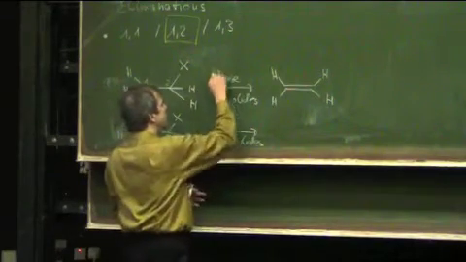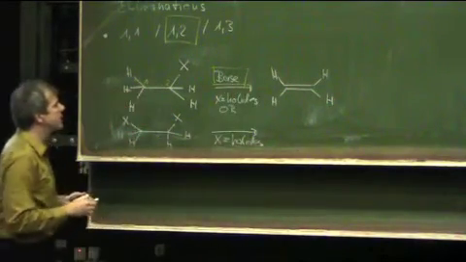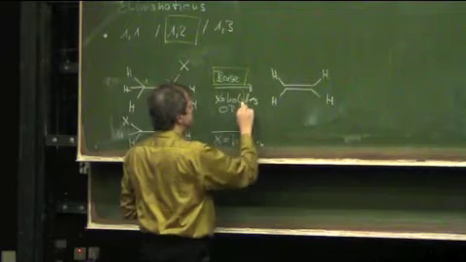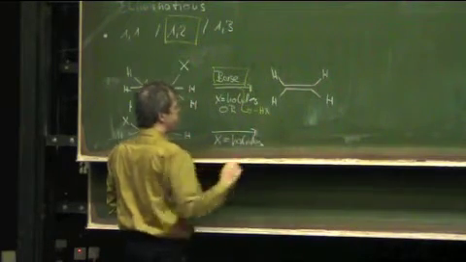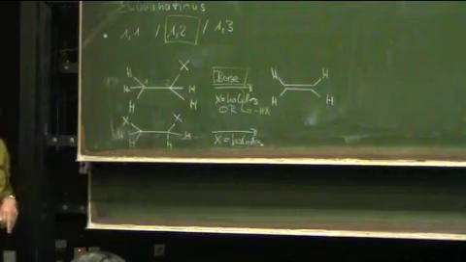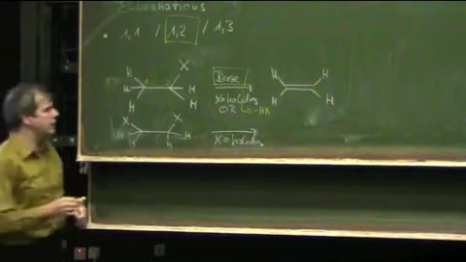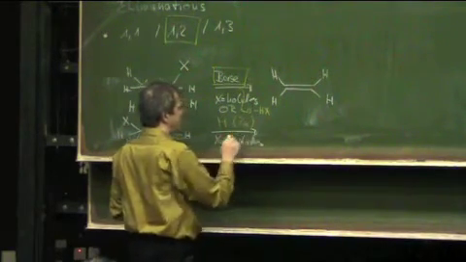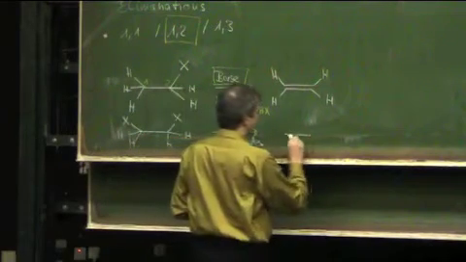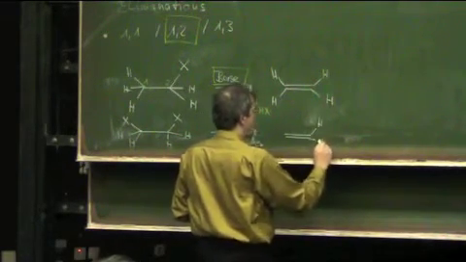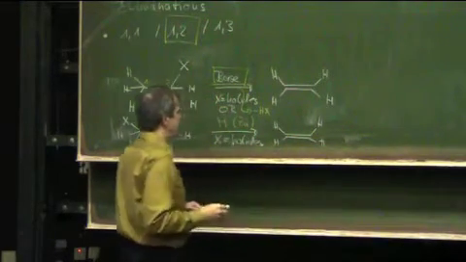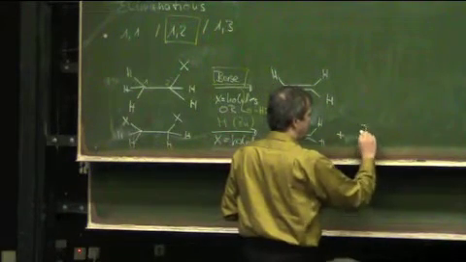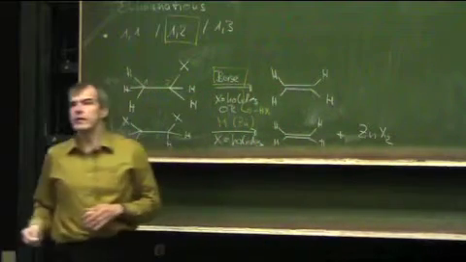And here, rather than a base, which we use here because we are eliminating HX, in this case, we would like to eliminate X2. And so for this, you usually need a metal, very commonly used, for example, is zinc, which then gives you the same product, 1,2 elimination, but in this case it gives you, let's say we did it with zinc, the corresponding zinc salt.